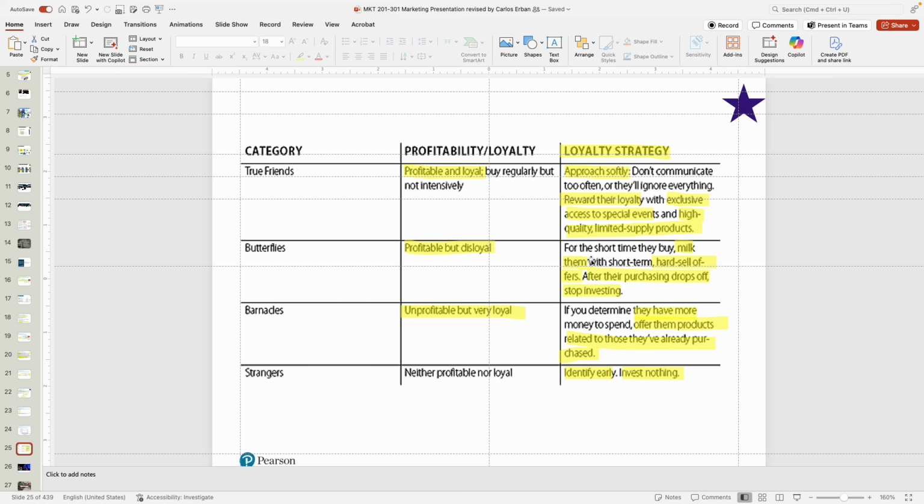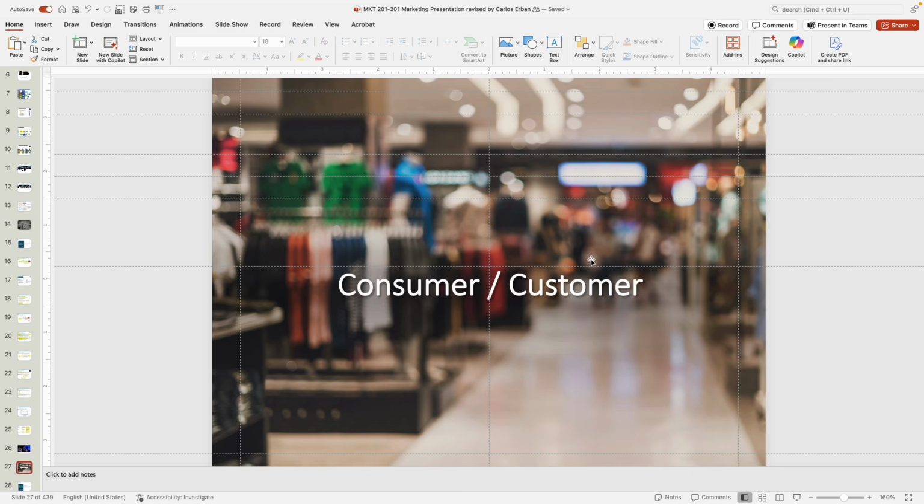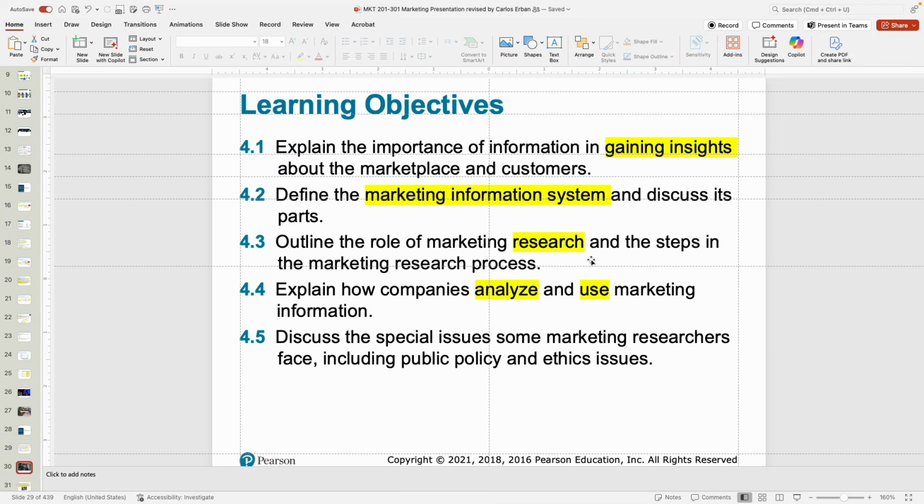The unprofitable ones that are loyal, you have to be careful because they are only going to buy when you're on sale. So you want them to be loyal, but you don't want to spend a lot of money marketing to them because they're already taking advantage of all the marketing you spend. If they're profitable but disloyal, those are the ones you want to spend the most on because you want to make them loyal. And if they're profitable and loyal, then you approach them softly because you really don't need to spend a lot of money on them. It could backfire. Okay.